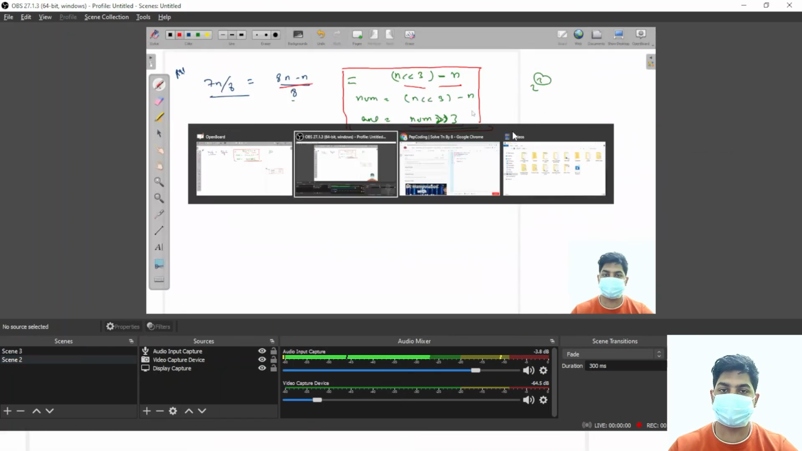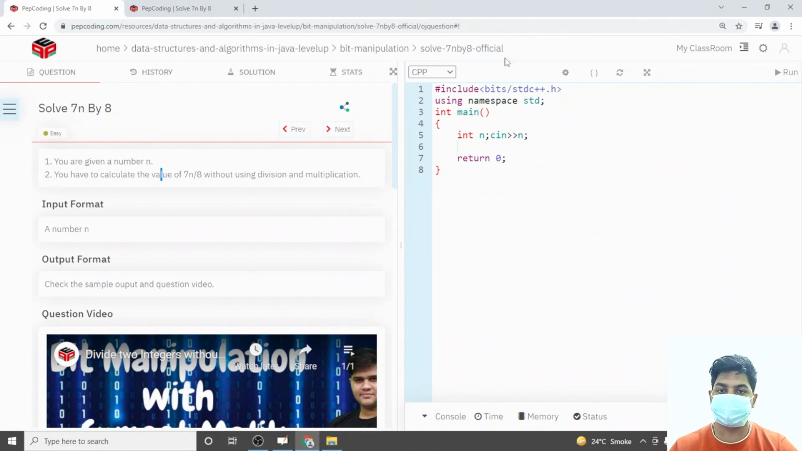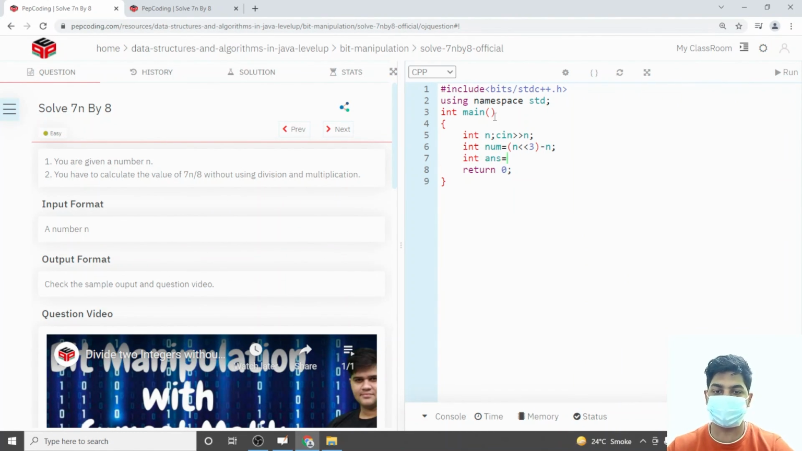So let's now try to code it. We'll be given a number n. Let's first make the numerator. Our numerator was n left shift of 3 minus n. Now our answer will be numerator right shift of 3. Finally, we will print our answer.